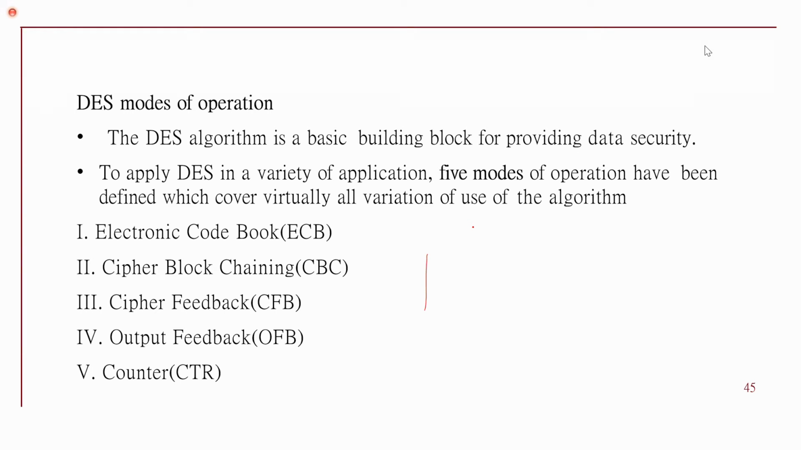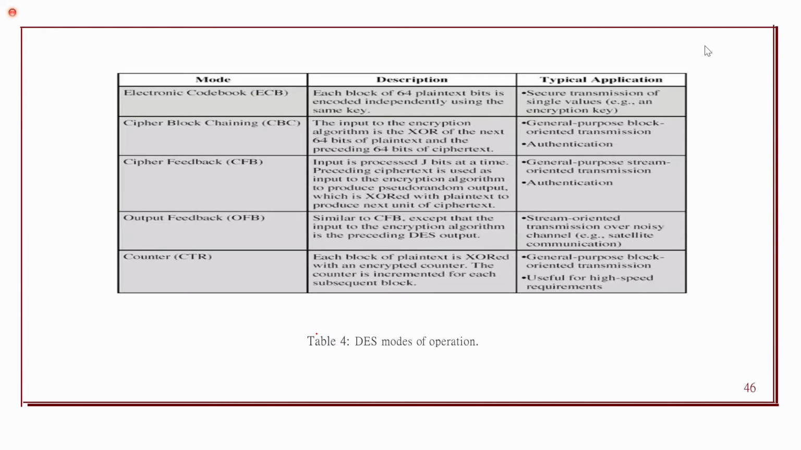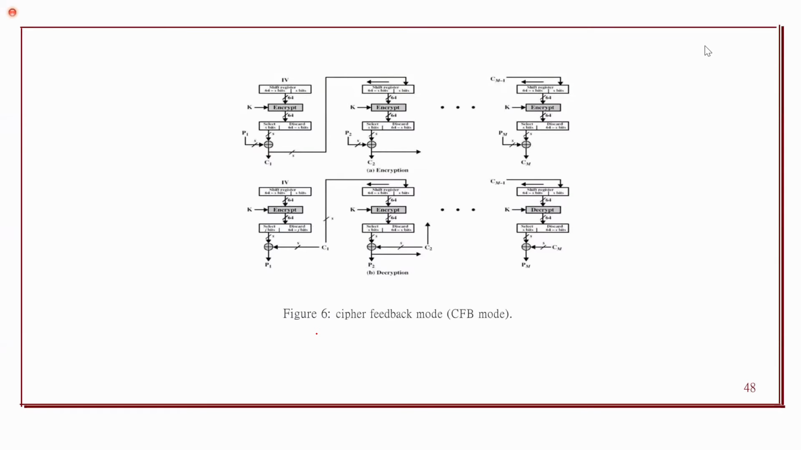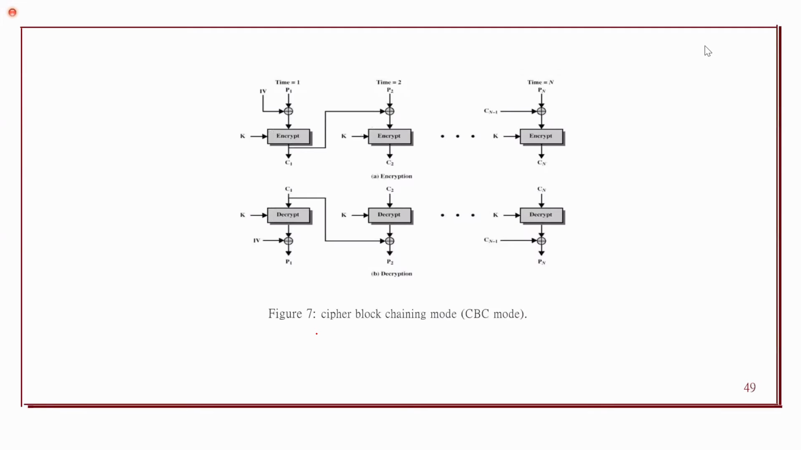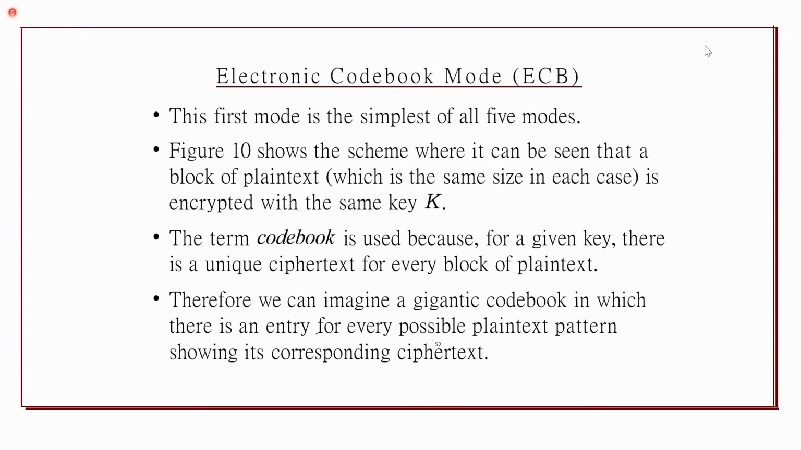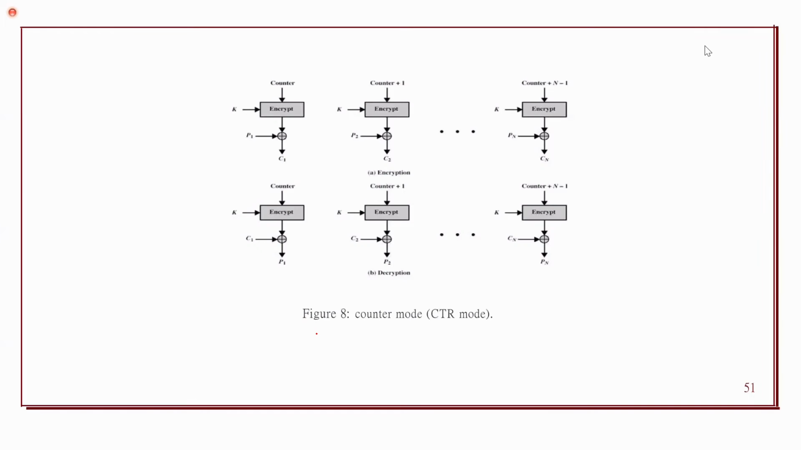So these are the 5 modes of operation: electronic codebook, cipher block chaining, cipher feedback, output feedback, and counter mode. So these are the 5 techniques. Here are the pictorial representations of all modes of operation, for both encryption and decryption.